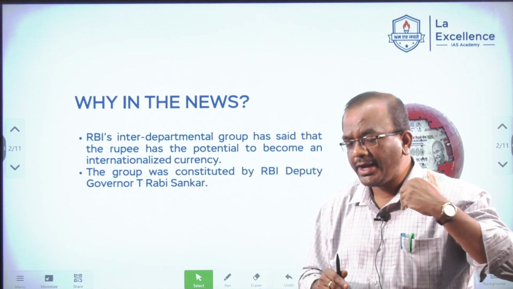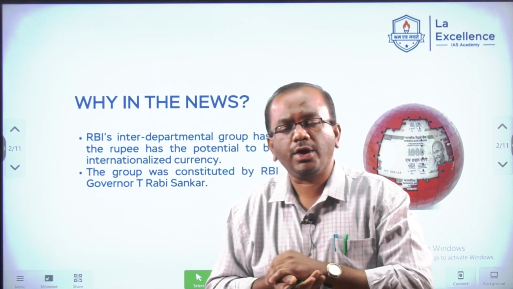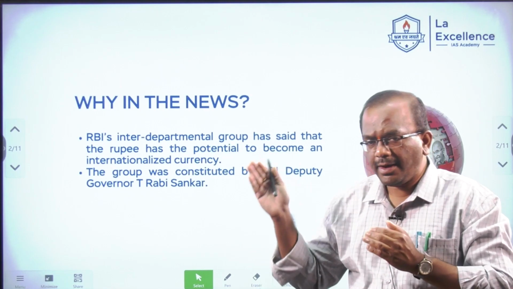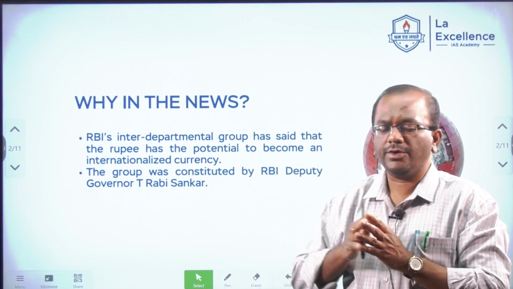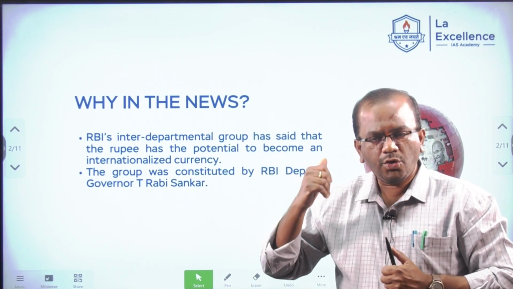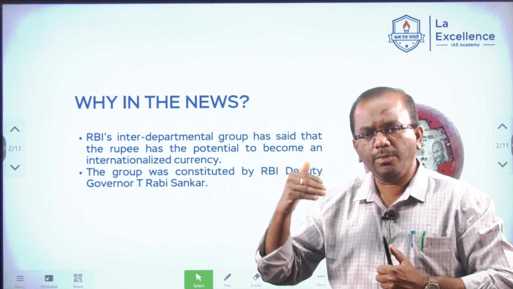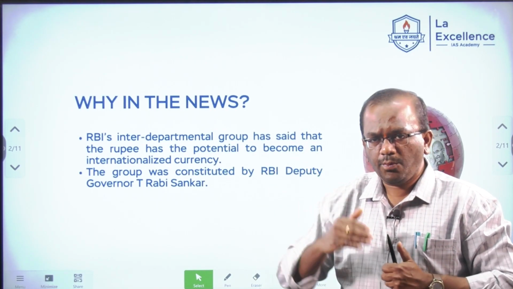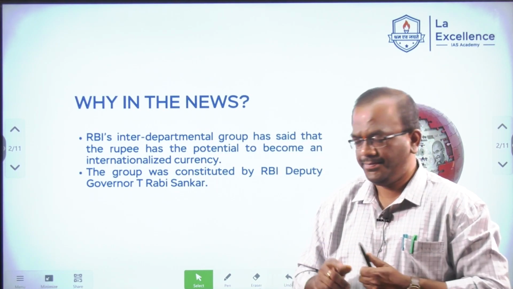It will study whether the rupee has the potential to become an international or global currency. The RBI has one governor and 4 deputy governors, and one of the deputy governors, Mr. B. Ravishankar, will be heading this interdepartmental group to study the internationalization or globalization of the Indian rupee, whether it really has the potential to become a global currency or not.